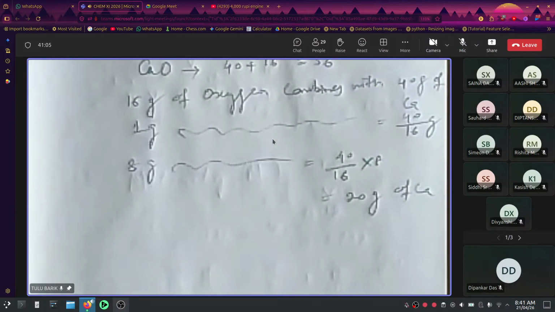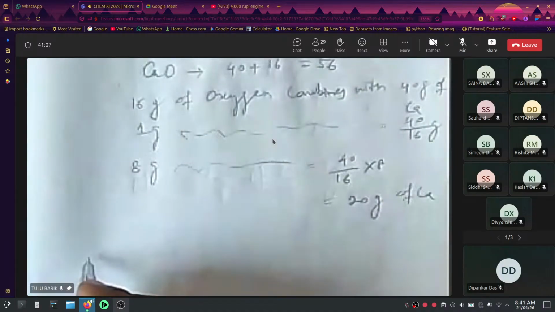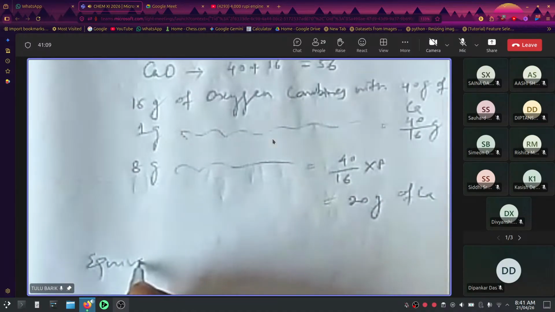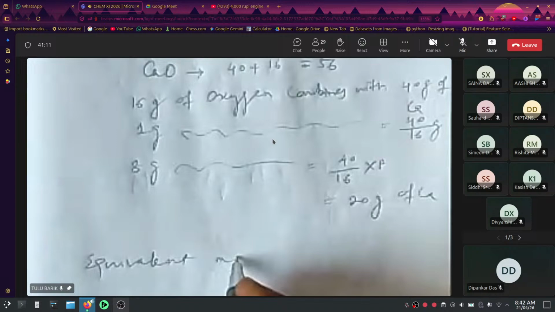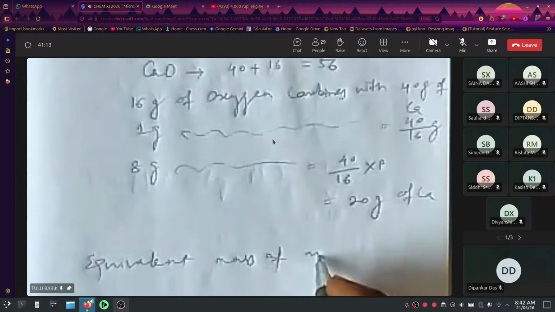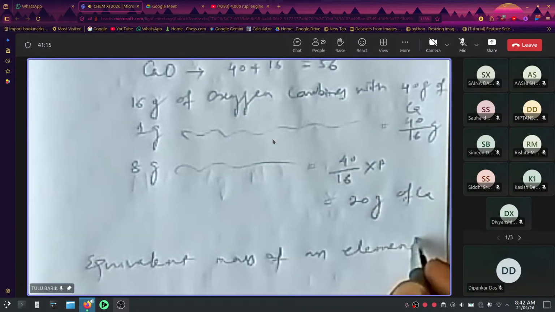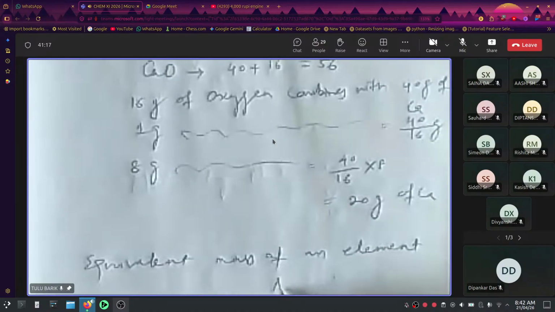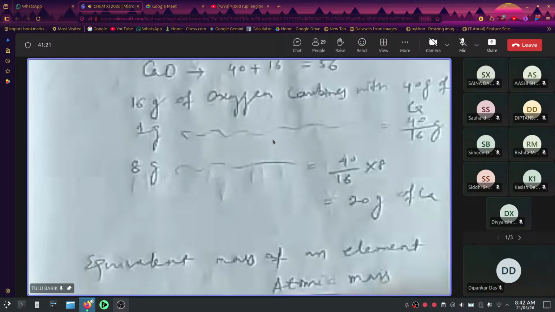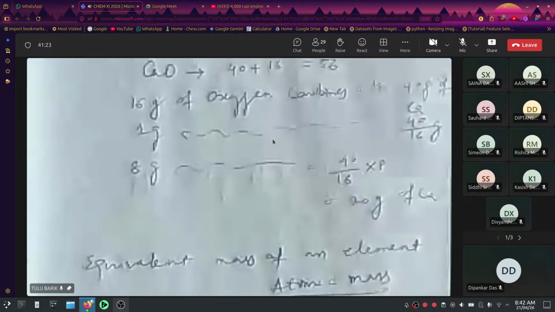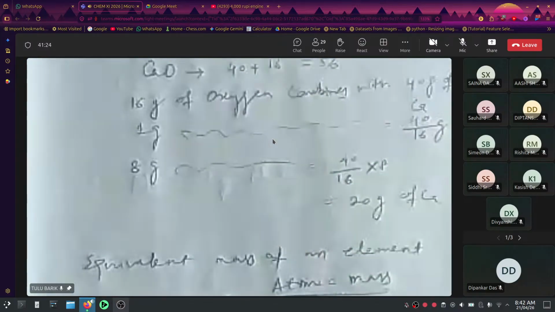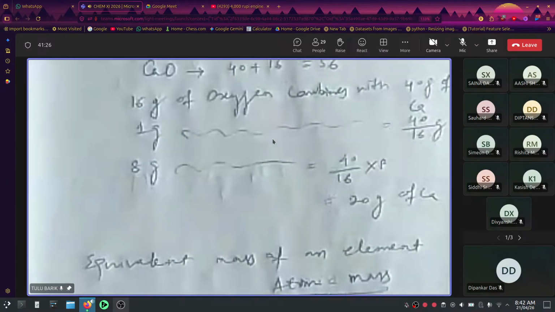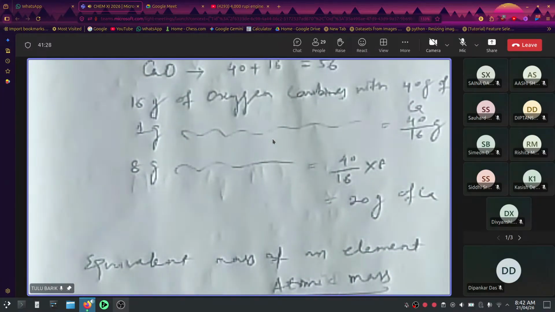But there is another way. Equivalent mass of an element, if you want to get it directly from the formula, is equal to atomic mass by valence. So atomic mass of calcium is 40, valence 2. In this way, you can also get 20. Do you understand this?